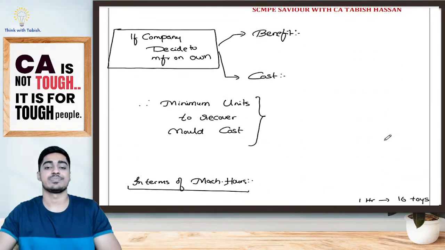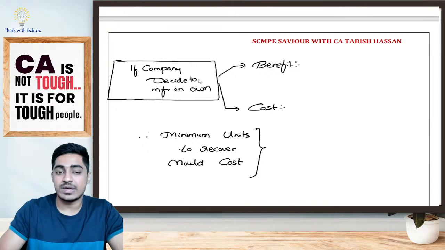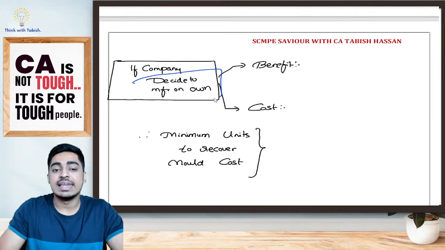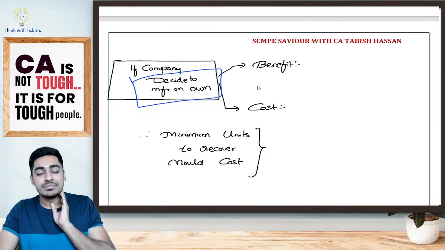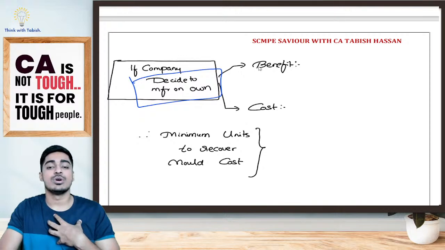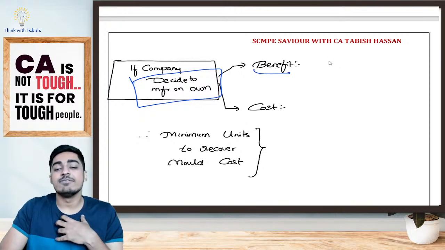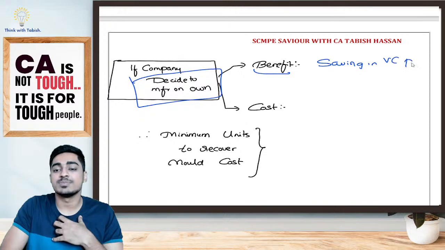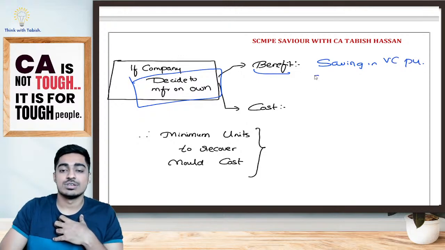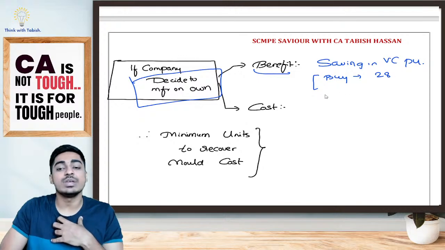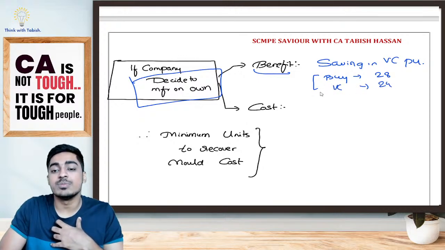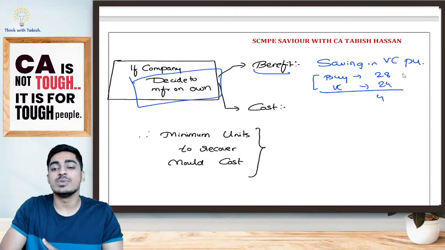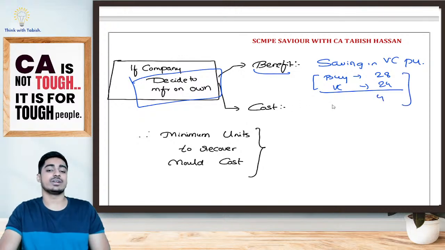Now look at this. If the company decides, okay, let us manufacture on our own, what is the benefit we will have? We will have a benefit of savings in variable cost per unit. If we get it from the subcontractor, we have to incur 28 rupees. But if we manufacture on our own, our cost will be 24 rupees only. So we will be saving 4 rupees per unit.